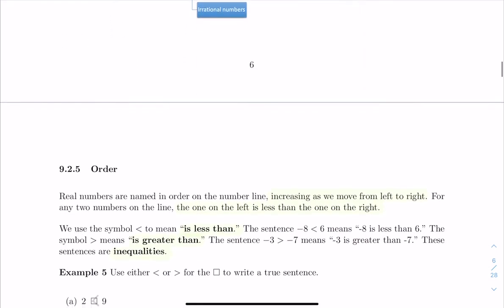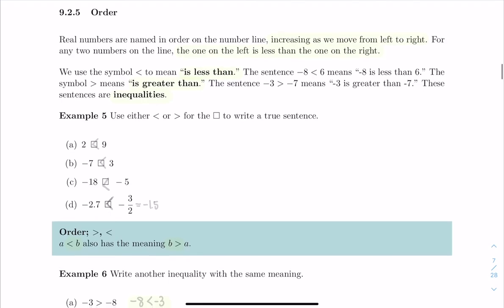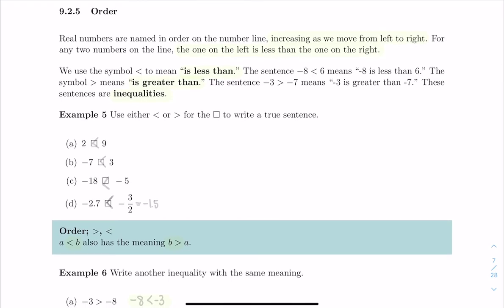Let's talk about order. Real numbers are named in order on the number line, increasing as we move from left to right. So for any two numbers on a line, the one on the left is less than the one on the right. We use the symbol less than. It looks like a gator mouth. So the sentence -8 < 6 means -8 is less than 6.